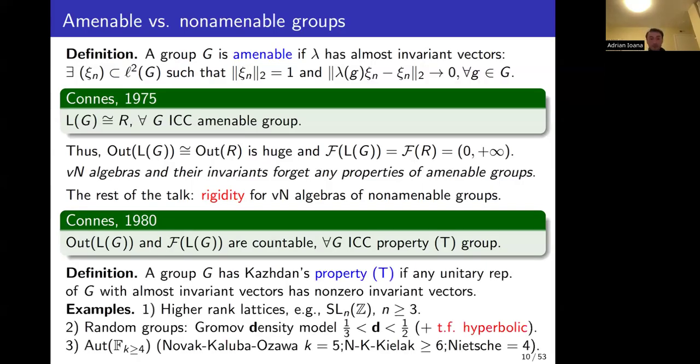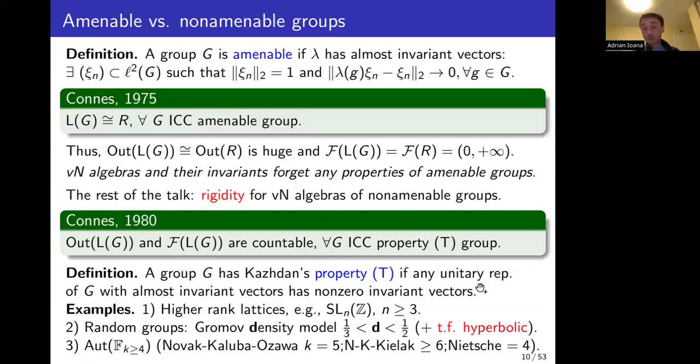And what's property T? A group G is said to have Kazhdan's property T if any unitary representation of G with almost invariant vectors has non-zero invariant vectors. And of course, this is a property that's very much opposite to amenability. And it's a simple exercise to show that if a group has both Kazhdan's property T and is amenable, then it must be finite. So Kazhdan's property T says that the group G doesn't have unitary representations with almost invariant vectors for non-trivial reasons. All almost invariant vectors come from actual invariant vectors.